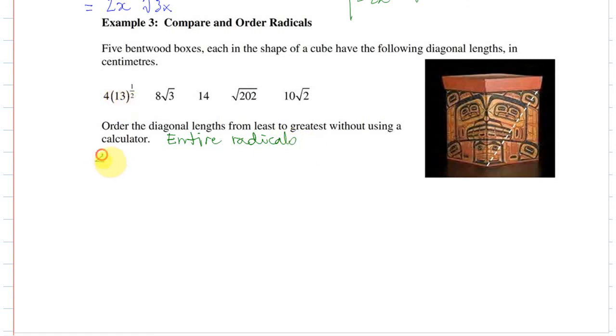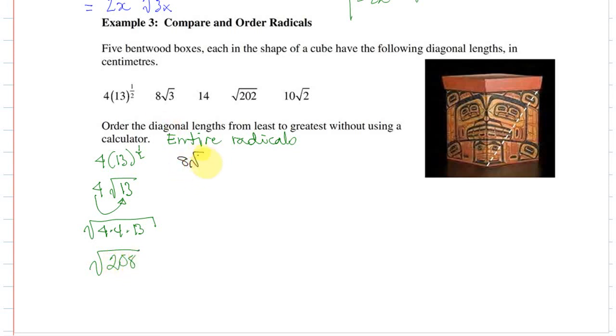Okay, so we're going to take 4 times 13 to the 1/2 power. Okay, and just a reminder that when we raise something to the half power, that means we're looking at the square root. So it really means 4 times the square root of 13. Now to write this as an entire radical, I want to put the 4 inside the bracket, so I have to square it.